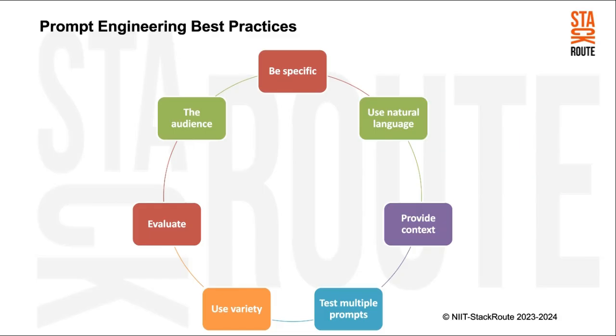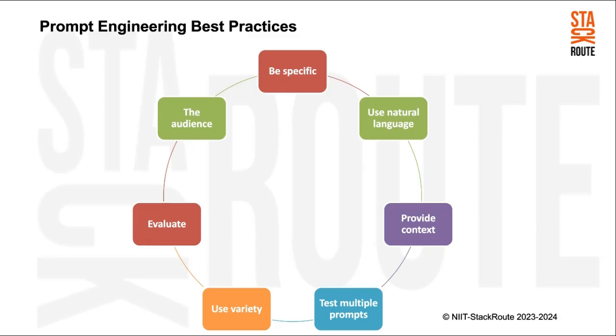The next one is provide the context. We have discussed in the previous slide as well. So here, incorporate additional context or background information in the prompt to help the model understand the desired output. The next one is test with multiple prompts. Experiment with multiple prompts and input formats to see which ones generate the most accurate and relevant output. Again, the next one is use a variety of prompts. Use a variety of prompts to encourage the model to generate diverse and creative responses.